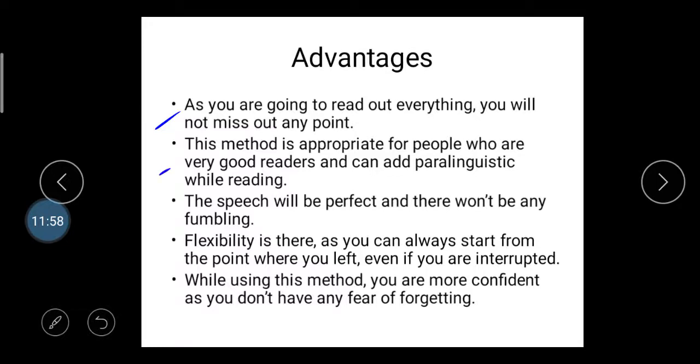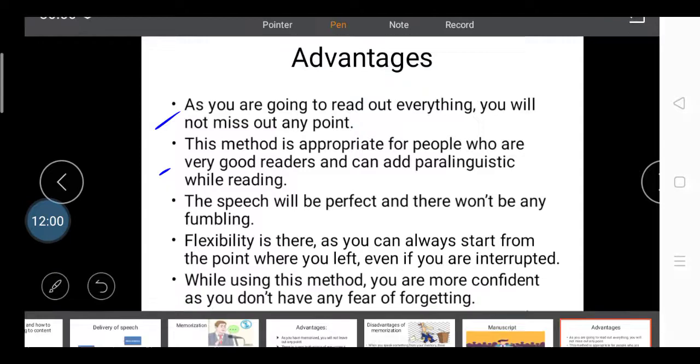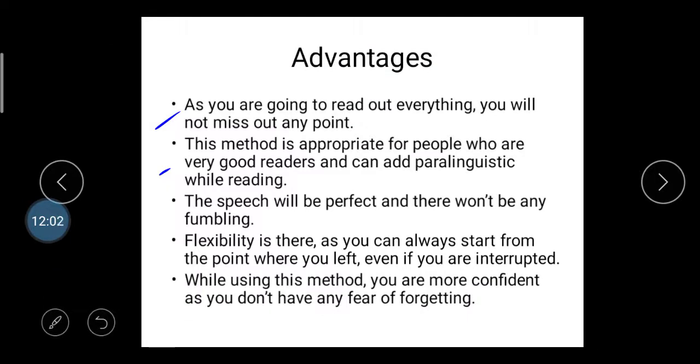Then the second one: this method is appropriate for people who are very good readers and can add paralinguistics while reading. So it's very impactful for a person who has very good anchor skills and, we can say, reading skills. So it creates a good impact on them.